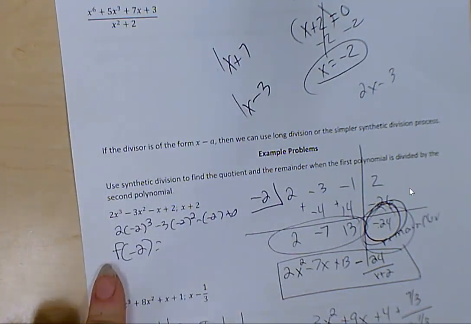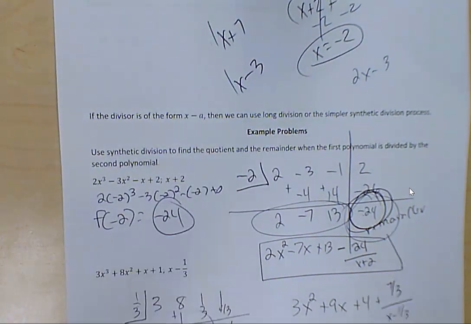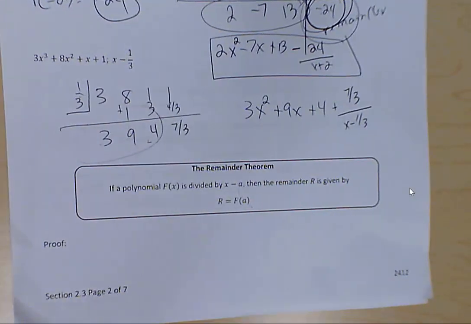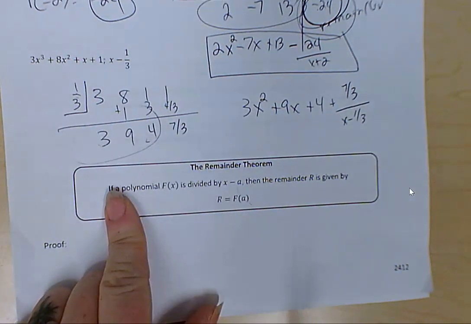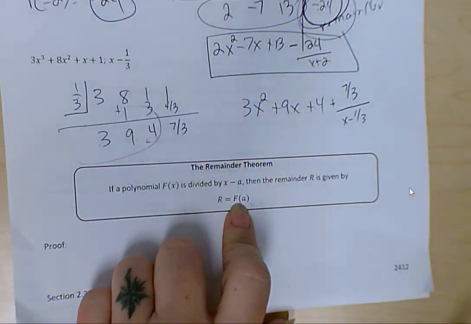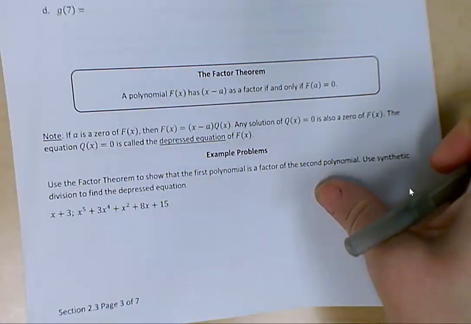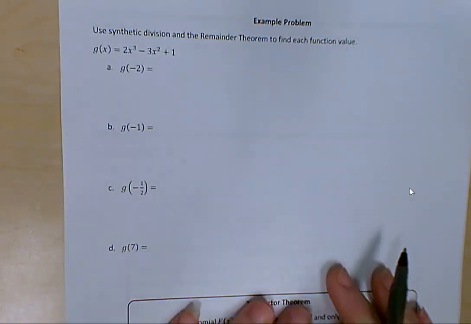So if I were to plug in -2, and you can go ahead and test that, you would get -24 as your answer. That's what the remainder theorem is telling you. It is telling you that the remainder that you get when you test a number for synthetic division is the same thing that you would get if you were to evaluate that same number here. So let's go ahead and test that theory out here.